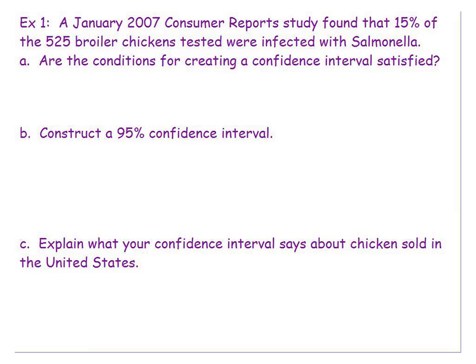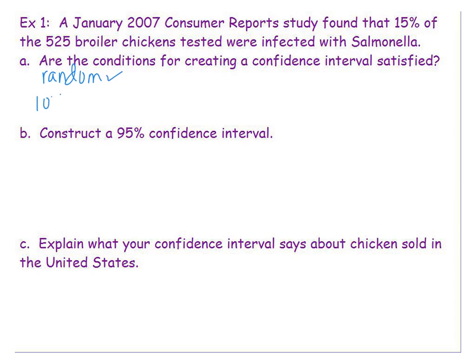A January 2007 Consumer Reports study found that about 15% of the 525 broiler chickens tested were infected with salmonella. Are the conditions for creating a confidence interval satisfied? So, what are our conditions again? Well, the first one is random. Even though it doesn't say the word random in the problem above, Consumer Reports is a very reputable magazine, so we're going to go ahead and assume that random is safe to assume.